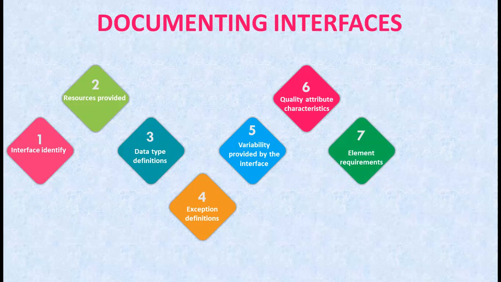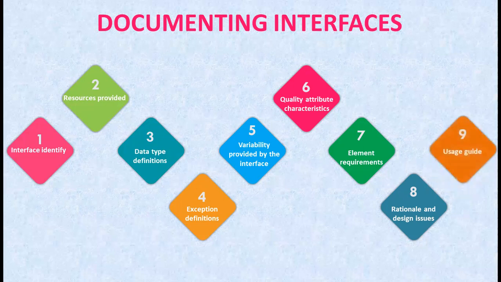Eighth one is rationale and design issues. Why these choices? The architect should record the reasons for the element's interface design. The rationale should explain the motivation behind the design constraints and compromises, and what alternative designs were considered.